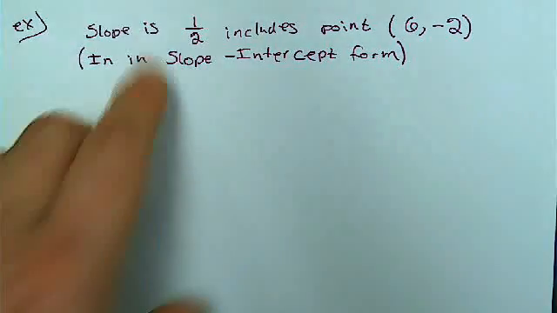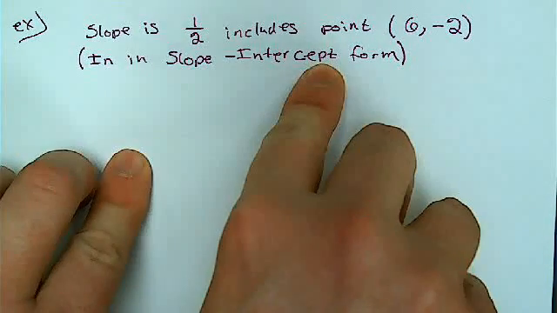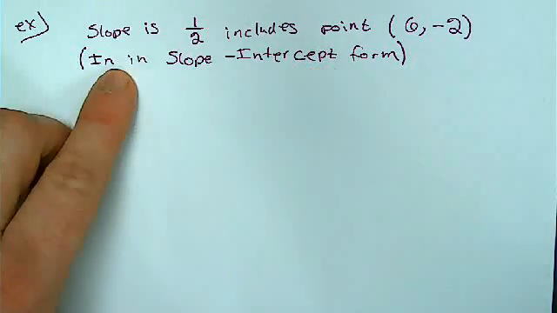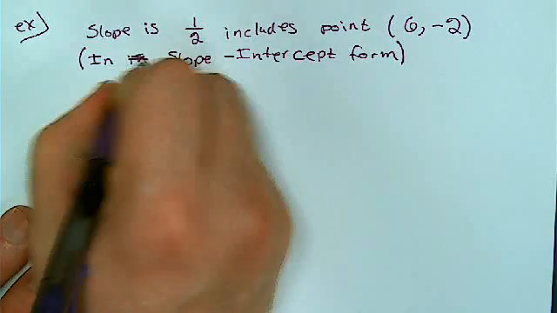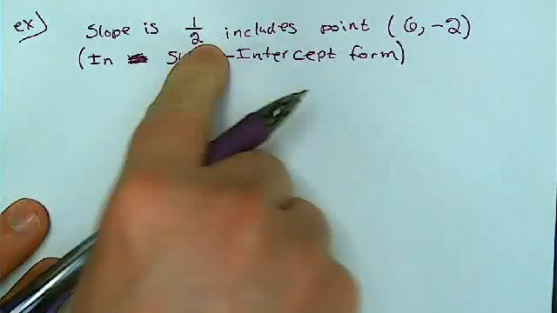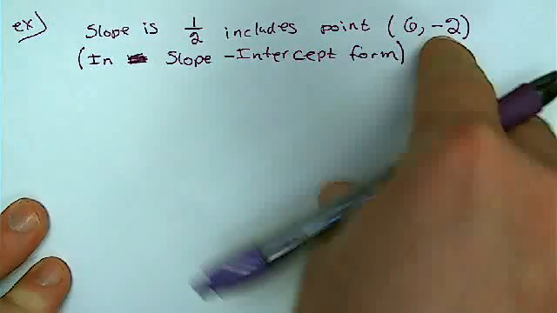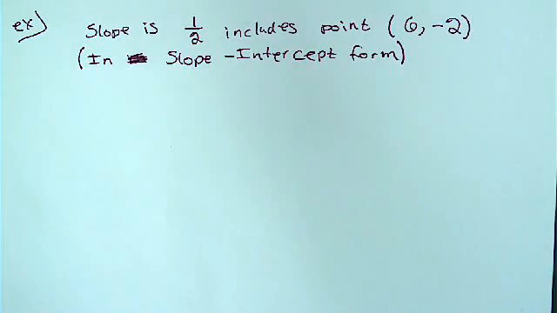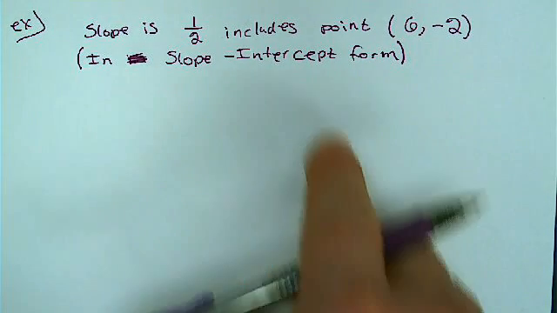All right, so again, slope-intercept form is how I want my answer to appear. I know the slope going in. I know a point going in. I need to take these two things and combine them in order to get an answer.